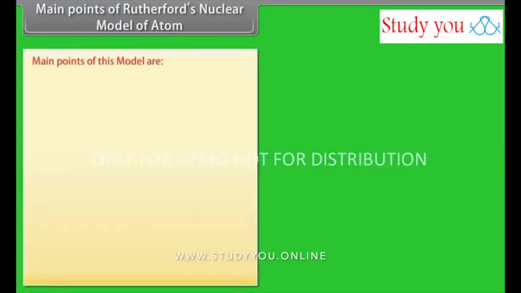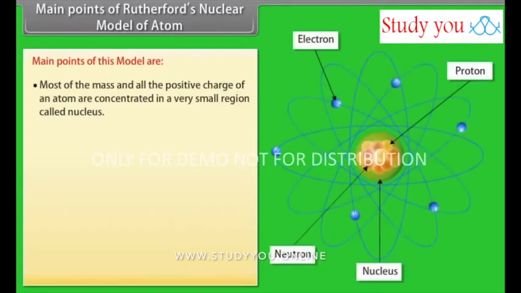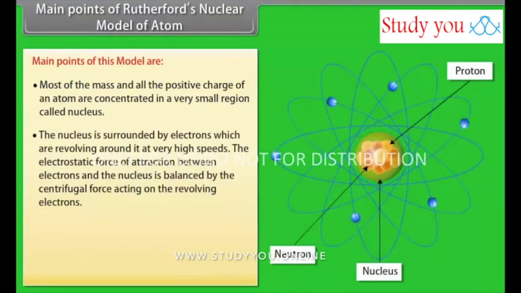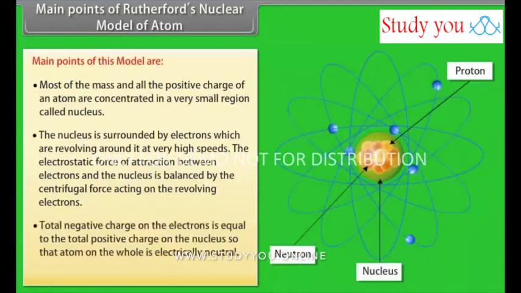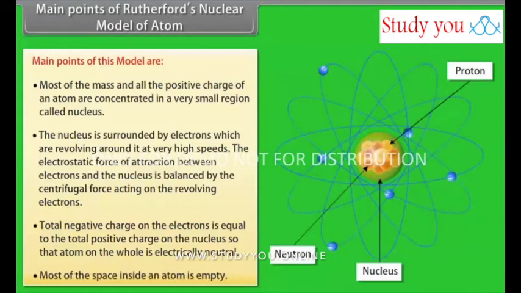Main points of this model are: Number 1. Most of the mass and all the positive charge of an atom are concentrated in a very small region called nucleus. Number 2. The nucleus is surrounded by electrons which are revolving around it at very high speeds. The electrostatic force of attraction between electrons and the nucleus is balanced by the centrifugal force acting on the revolving electrons. Number 3. Total negative charge on the electrons is equal to the total positive charge on the nucleus, so that the atom on the whole is electrically neutral. Number 4. Most of the space inside an atom is empty.